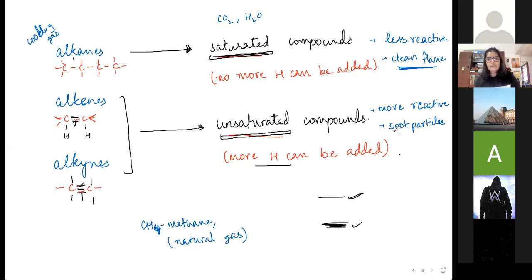Unsaturated, you have soot particles. Think of an oil flame, correct? Diwali just happened, so oil flame or ghee. If at all you put the wick in ghee, like some people do, that is also completely valid.